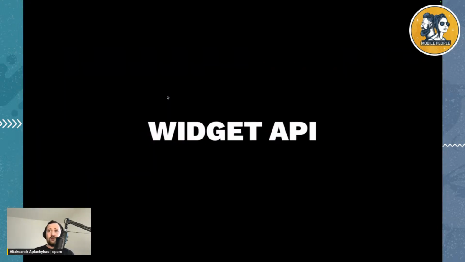Another type of API is the widget API. Yeah, let me make a note here. It can be written only in TypeScript, which maybe is not so relevant for mobile developers who use Swift, Kotlin, Dart, whatever. Maybe React Native developers can learn it. It's easier for them to learn TypeScript.